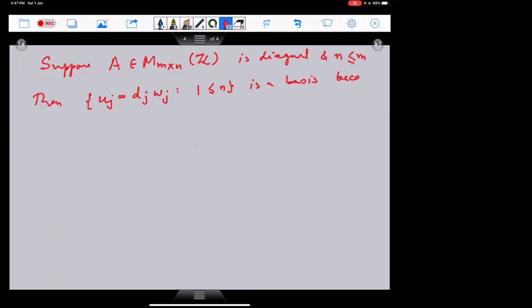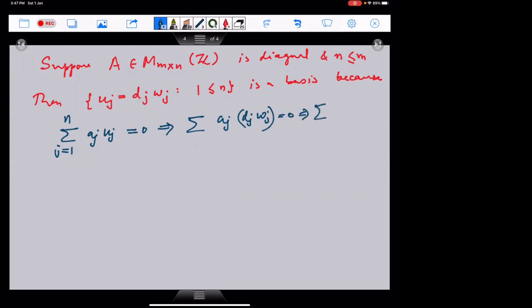Why? Because if I have a combination of these, say I apply coefficient aj to uj and add them from 1 to k, maybe n now because k has become n, since I am now considering the situation that n equals k. So this equal to 0 implies summation aj times uj, and uj is dj wj, and this is equal to 0. So summation aj dj times wj is equal to 0. But I know that w1, w2, up to wn is a basis.